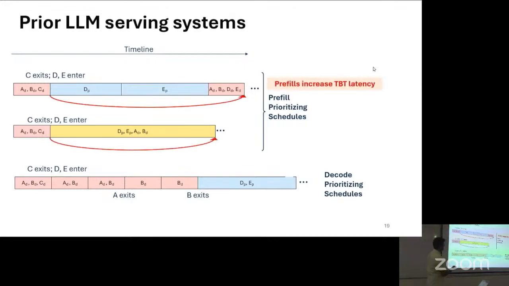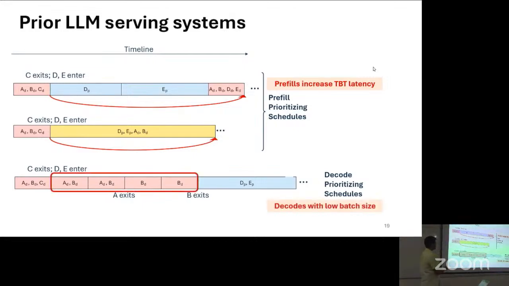Let's look at the pros and cons of these strategies. These two are prefill prioritizing. They increase your TBT latency, because the ongoing requests A and B see interference from new prefills. This other strategy is optimal for TBT, but it's really bad because you are running decodes with low batch size, which is not good for system throughput. And in fact, for TTFT also, it's very bad because these requests have to wait.